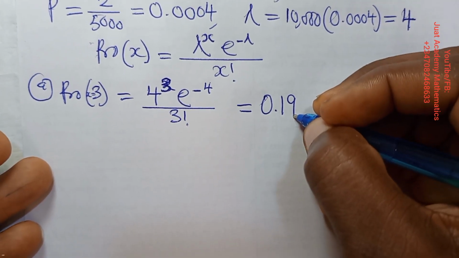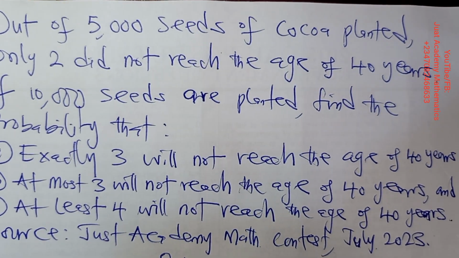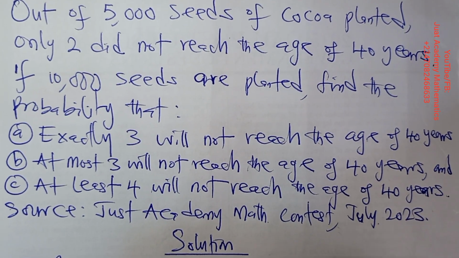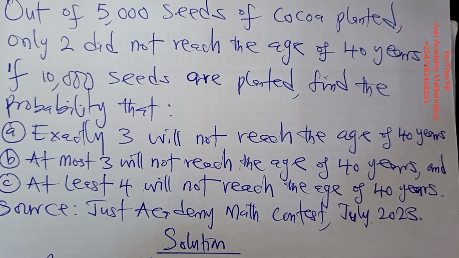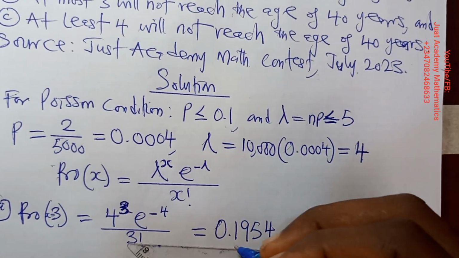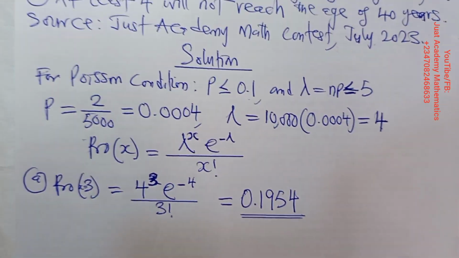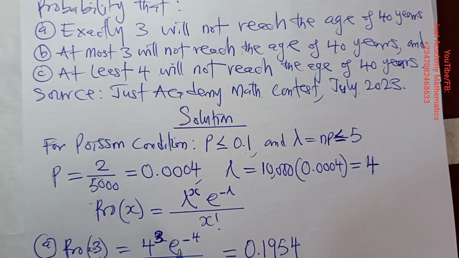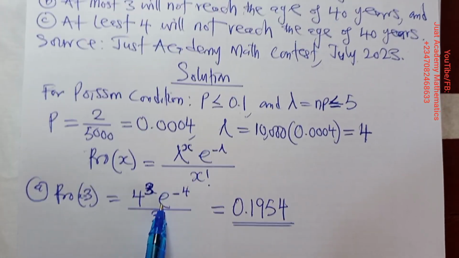0.19. Did they say we should approximate? They didn't say we should approximate to anything. So let's just write 0.1954 to 4 figures. So this is the probability of obtaining exactly 3. So you can use the calculator for this. You can use this. This one now, I've told you what it means.